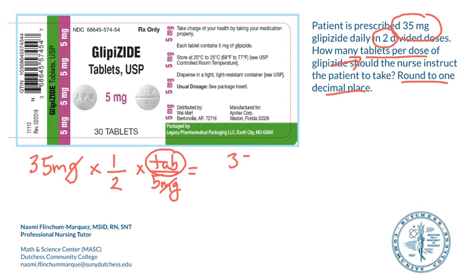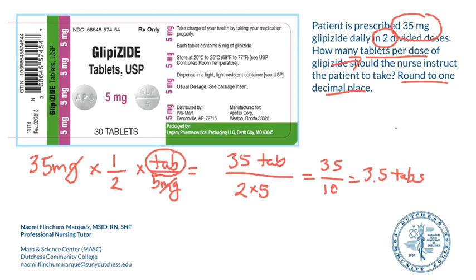So 35, and I'll put the tabs up here, over 2 times 5 equals, I'm even going to go this far, 35 over 10. 35 divided by 10 is 3.5 tabs.